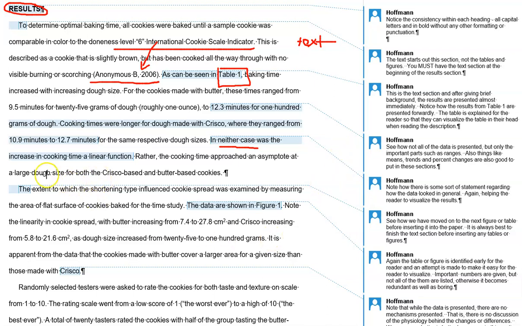And then we start a new paragraph and we talk about cookie spread and how flat they were, and again that data is shown in figure 1, and so now it explains the figure, and it tries to give you the important data points and what happened for that. So it again is trying to make this data come alive for the reader in terms of the text.